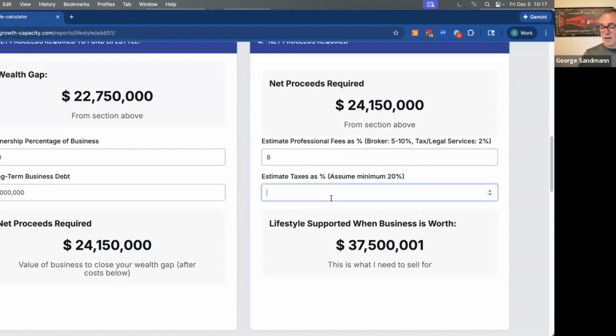Taxes. We all have a silent partner. That silent partner's name is Uncle Sam. And if you don't do any tax planning, we're going to have a tax burden. That tax burden has a big impact. So now I need to get the business to where my lifestyle is supported when the business is worth $51.5 million.